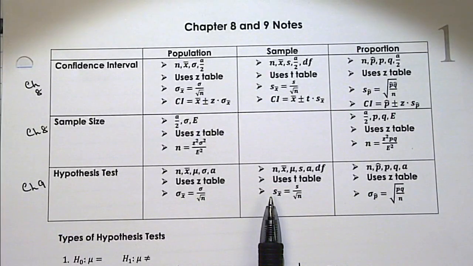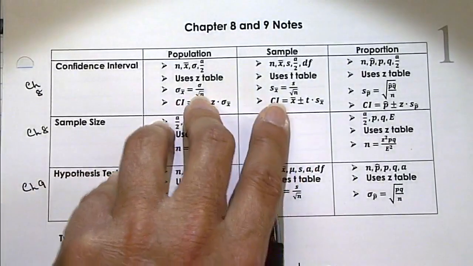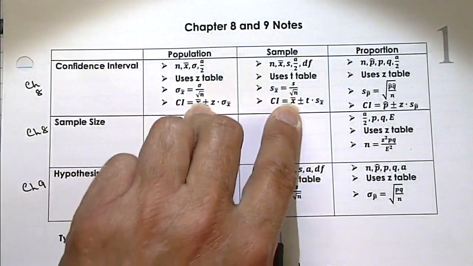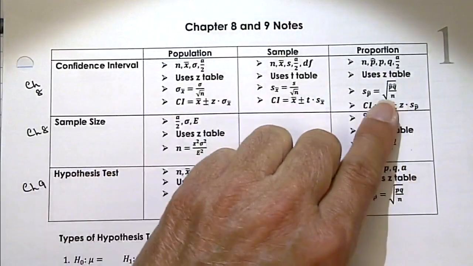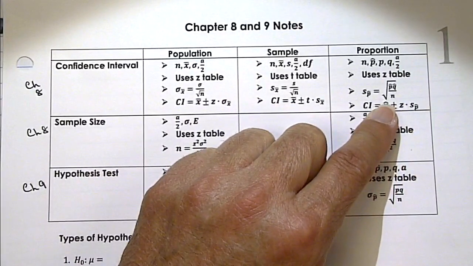So there's an adjustment that has to be made. What are you doing to it? Well, whatever is given, sample or population standard deviation, you're always going to divide it by the square root of the sample size. You see it? What do you do for proportion? Well, proportion is quite different.